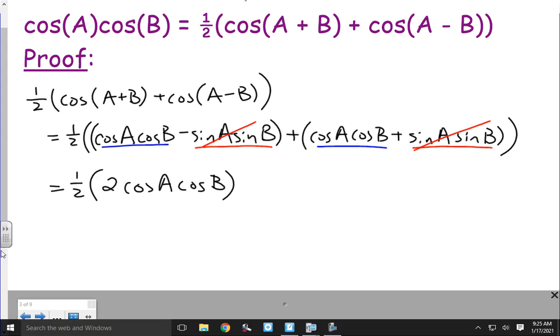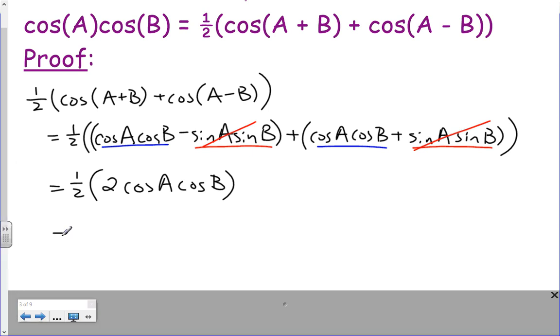And the 2 times the 1/2, those will cancel each other out, and we're left with just the cosine of A times the cosine of B. And right there's our property. I started out with what I have over there on the right-hand side, just like we do to prove any other identity. And I've worked through to come up with what I have over on the left side, cosine of A times cosine of B.